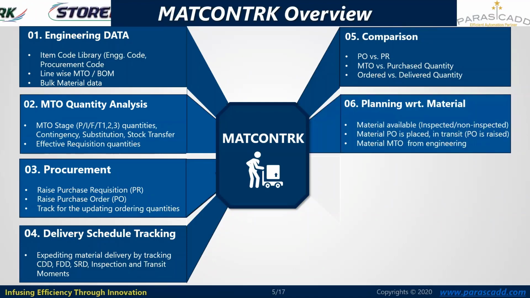Next is the planning with respect to the material. So it's now important. Here we are going to do the material planning to take care of the further production activities. So what are the sources we are considering here? Like availability of the material, whether it is inspected or non-inspected. Inspected materials are tracked here separately. Non-inspected materials are just the received material, but these are not inspected as of now.